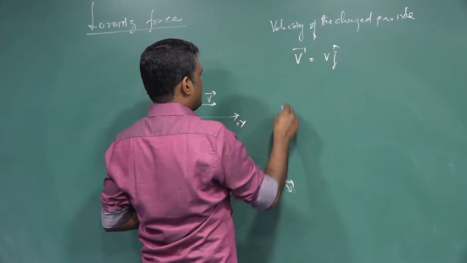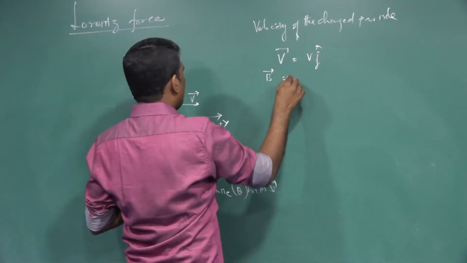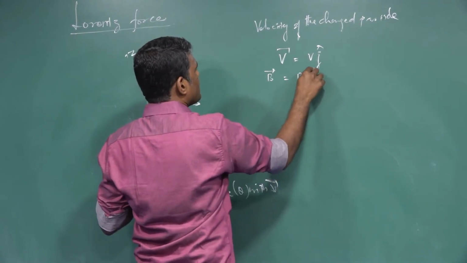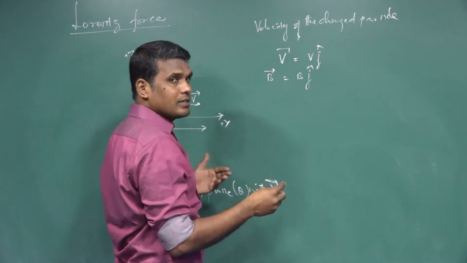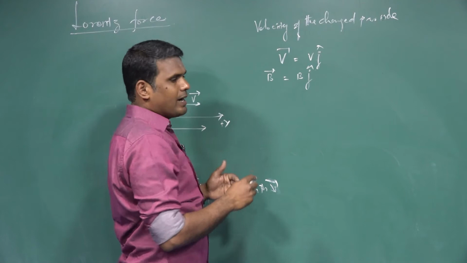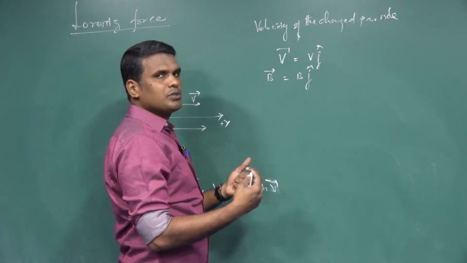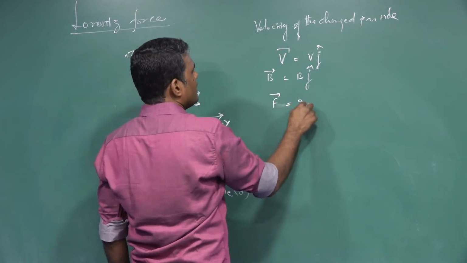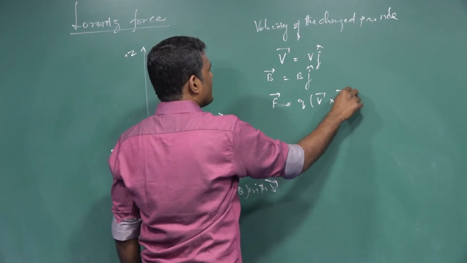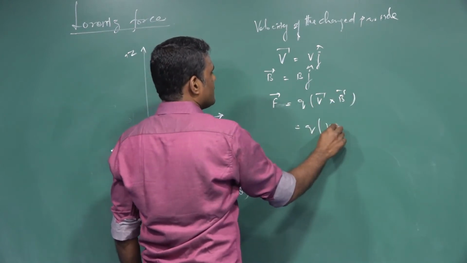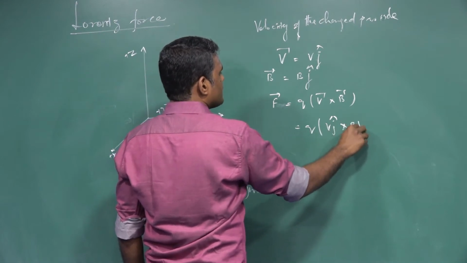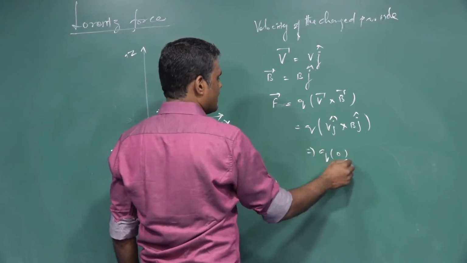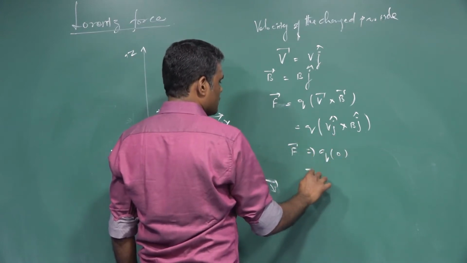Magnitude multiplied by direction. The magnetic field B acting is given by B vector equals B into j cap. What is asked? We are asked to calculate the magnetic Lorentz force and mention its direction. The magnetic Lorentz force Fm, or simply F vector, is equal to Q into V vector cross B vector. So this is Q into Vj cap cross Bj cap. From vector rules, j cross j is 0, so the entire term goes to 0. So the magnetic Lorentz force is 0.